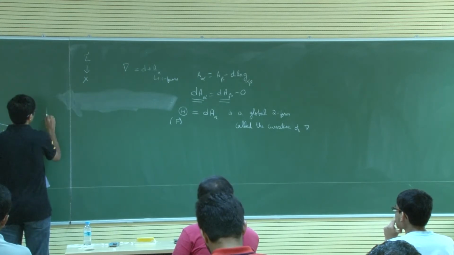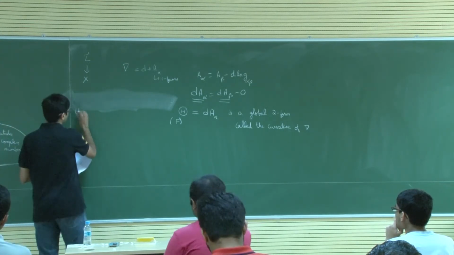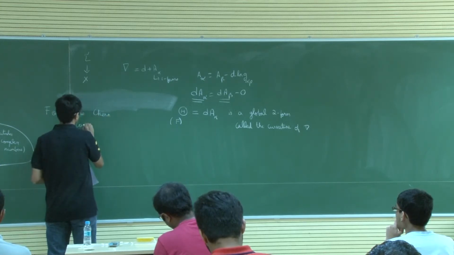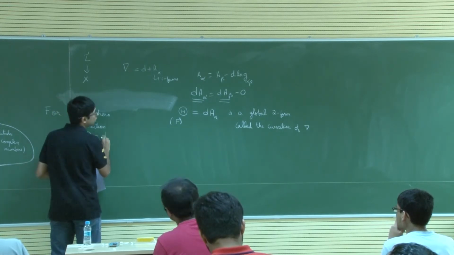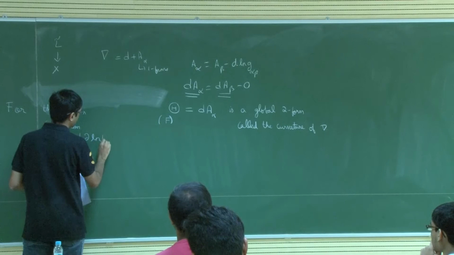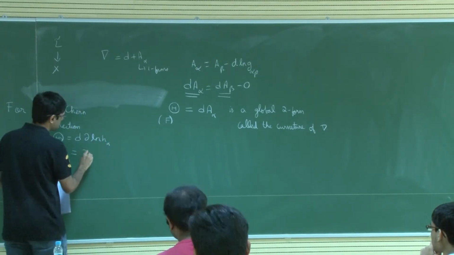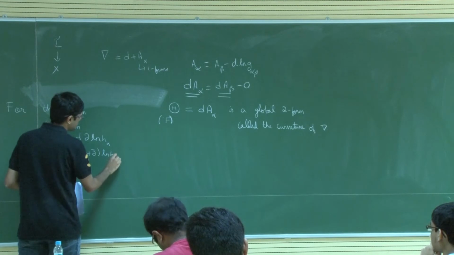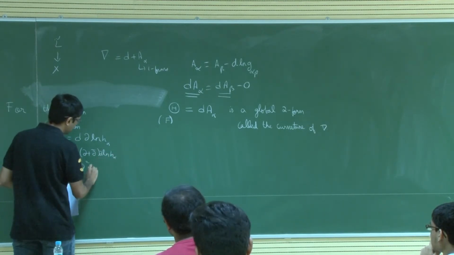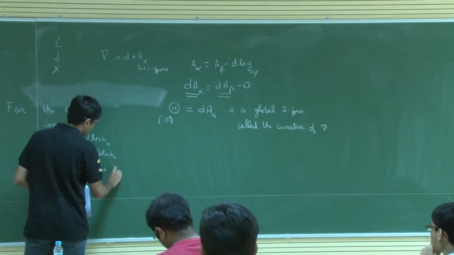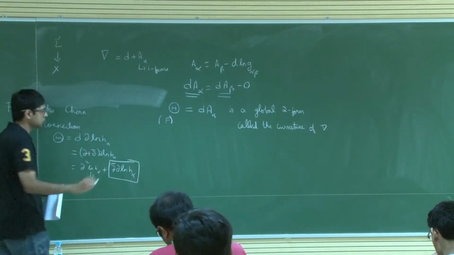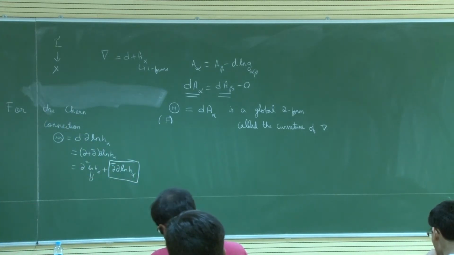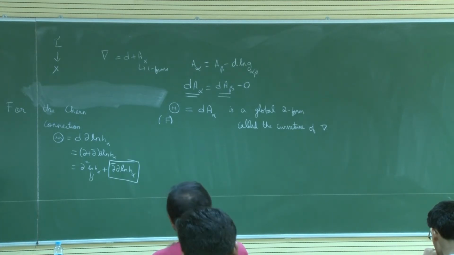Right. So for the Chern connection, what is the curvature? The curvature is dA, where A is del ln H, which is del plus del bar of ln H. So that's del squared, which is 0, plus del bar del ln H. So it's a particularly nice formula, del bar del ln H, for the Chern connection.